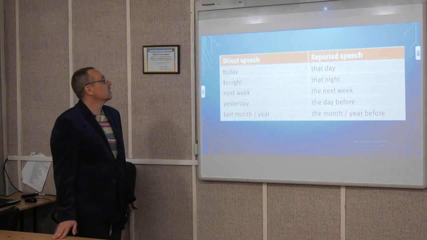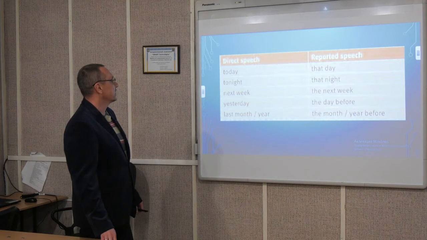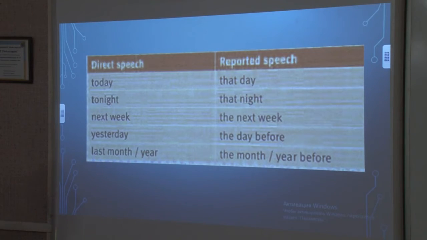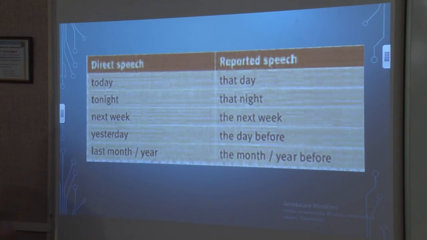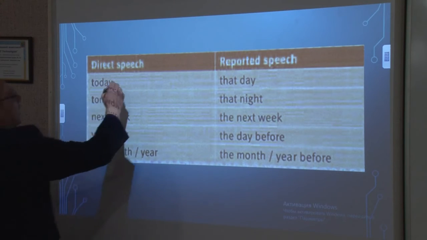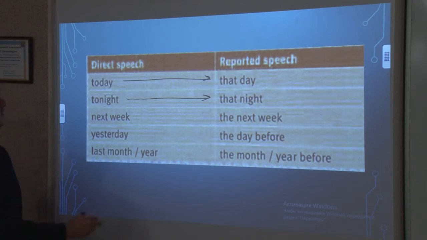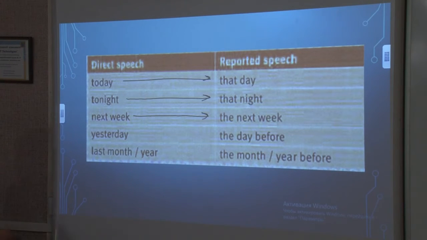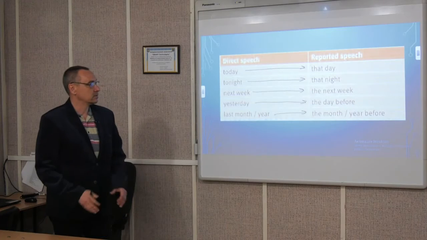There are also changes with such words as today, tonight, next week, yesterday, last month, and last year. Let's complete this table. Today changes into that day. Tonight changes into that night. Next week changes into the next week, or there can be the following week. Yesterday, the day before, and last month, last year, last week, last summer, the month before, the year before, the summer before, and so on.